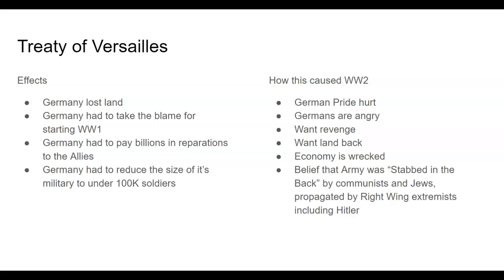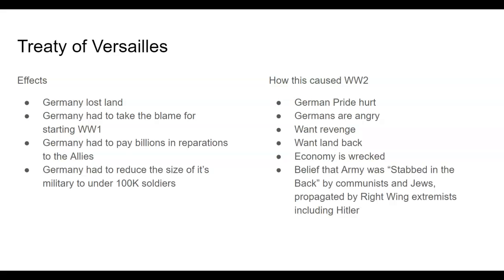Okay, so the first cause of World War II is the Treaty of Versailles, and it's probably the most important one. Some effects of the Treaty of Versailles, if you can remember back to your treaty, this is again the treaty that ends World War I. Germany loses a lot of land. They have to take the blame for starting World War I. They have to pay billions of dollars in reparations to the Allies, and they have to reduce the size of their military to under 100,000 soldiers.